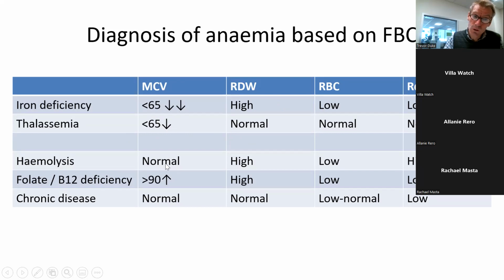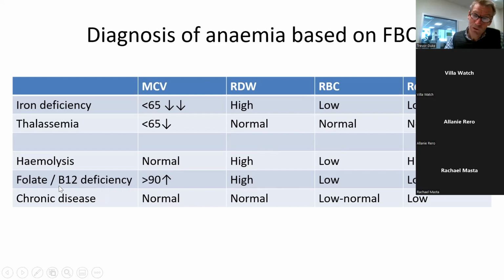If you've got hemolysis, it's usually normocytic anemia. So your MCV is usually normal. The RDW can often be high because you've got lots of different shapes of red cells, because they've been destroyed by whatever is causing the hemolysis. And so you have some elongated cells and other things. So your RDW will be high. The number of red cells will be low because they've been hemolyzed in the blood. And the reticulocyte count is usually high when you've got hemolysis.